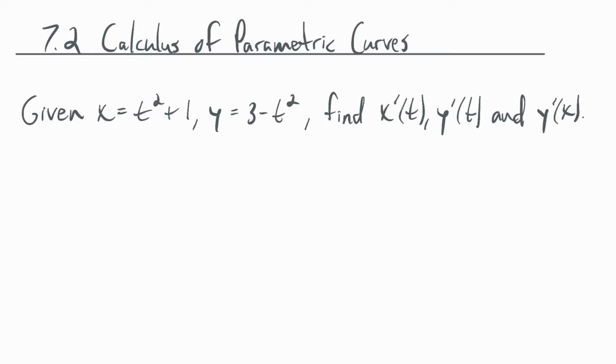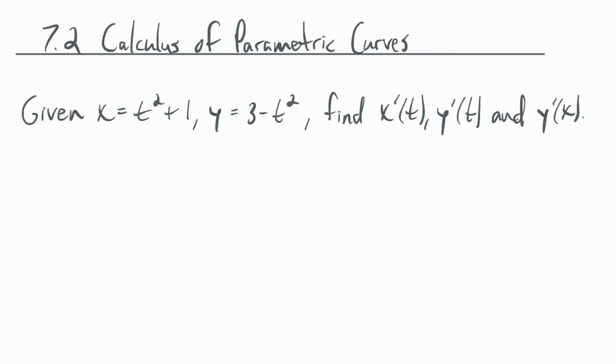So we'll start with a relatively basic example, and we'll be looking at the derivatives with respect to t, as well as the derivative of y with respect to x. Given x equals t squared plus 1 and y equals 3 minus t squared, and we'll assume that t goes from negative infinity to positive infinity, find x prime of t, y prime of t, and y prime of x. So the first two are pretty straightforward.